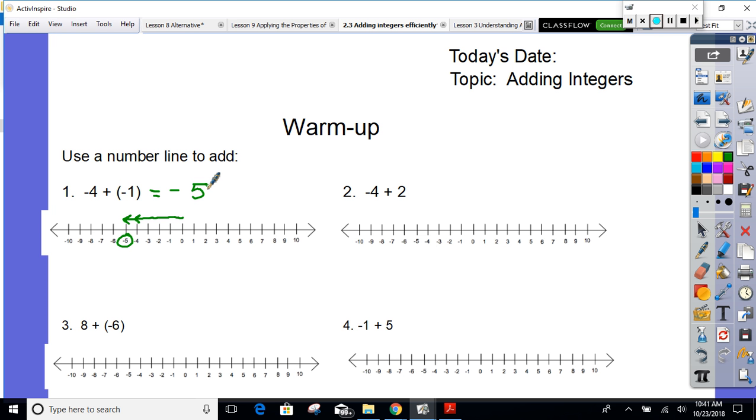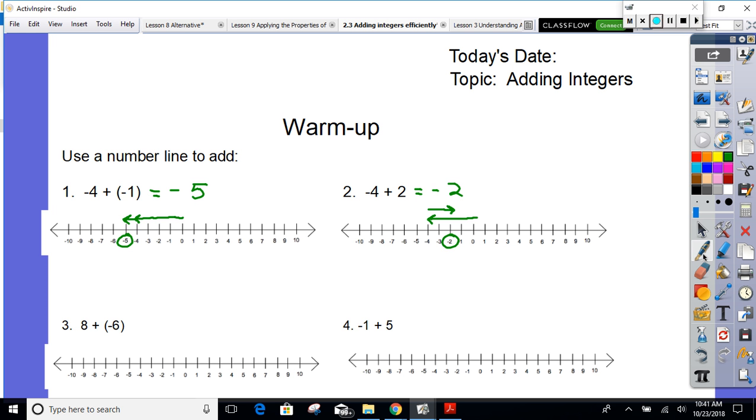Number 2, Haley, where do we start? 0. What do we do first? Left 4. Good. And then what? Right 2. And where do we end up? Good. So our answer is -2.